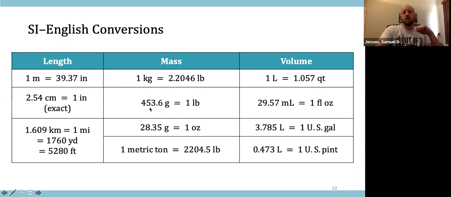So again, on the test, I would give you these conversions should you need them. You wouldn't have to have these memorized, but it's good to have at least some of these memorized so that you can make these kinds of conversions on the fly if you need to.